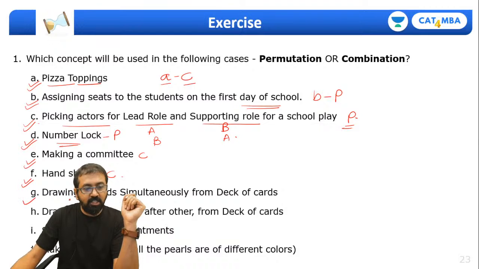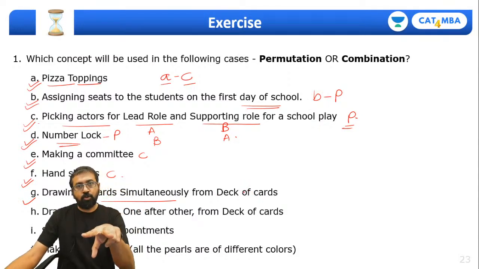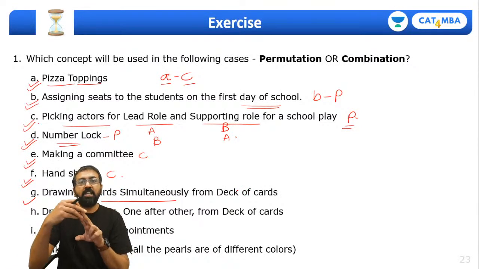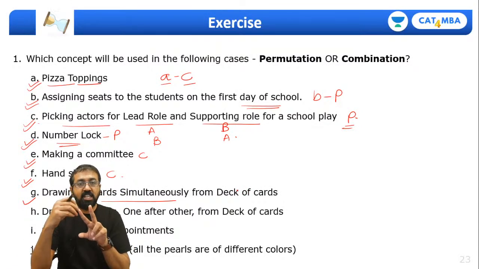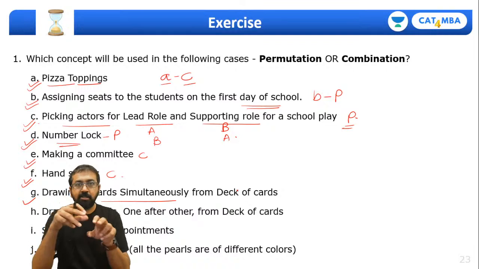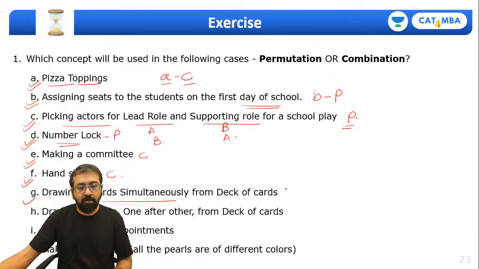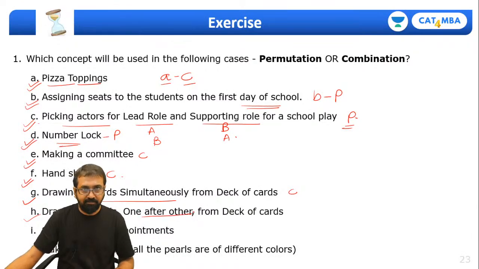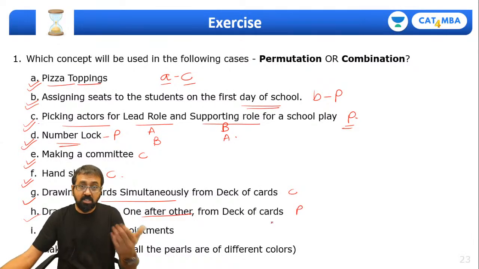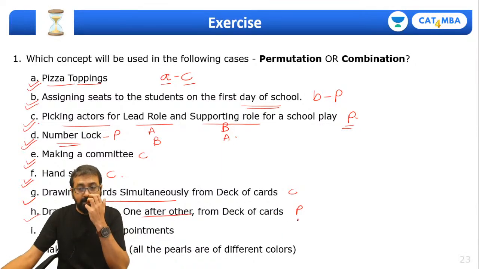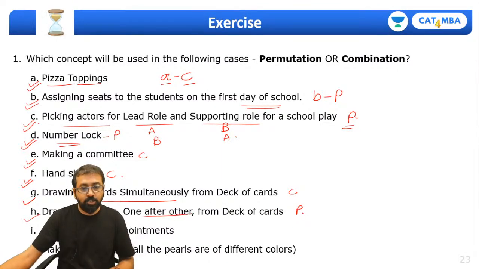Right. G, drawing 2 cards simultaneously from a deck of cards. If I draw 2 cards, it will become a combination of 2 cards, because whether it's king or queen or king, it doesn't matter, we are picking them together. So it's a combination of 2 cards. But drawing 2 cards one after another, now order matters. First getting king card and then queen card, and vice versa is different, right? So order matters. So H will be permutation, right?